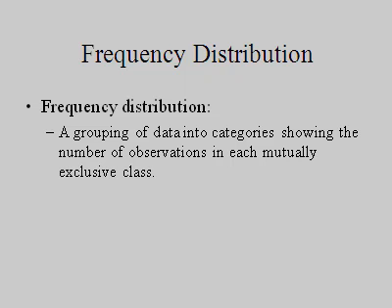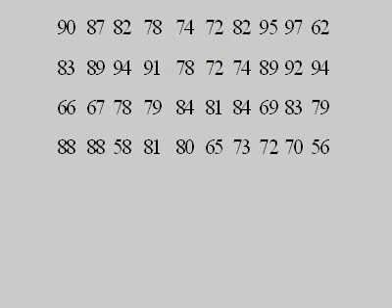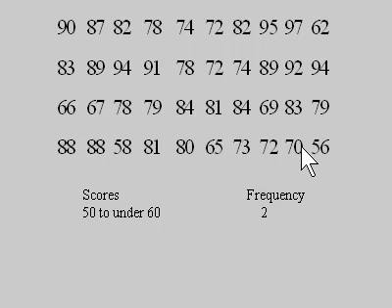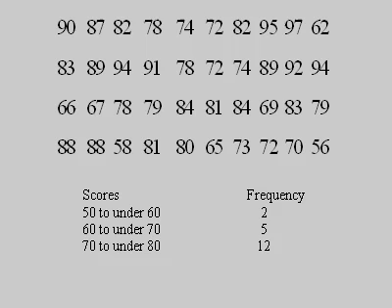What we do is we group the data into categories and calculate how many observations are in each category. For example, with these 40 scores, I decided to create some categories of scores. For example, 50 to under 60. How many scores are in 50 to under 60? Well, there are two: 56 here, and 58 here. Then I just kept going. 60 to under 70, there's 5. 70 to under 80, there's 12. 80 to under 90, 14. 90 to under 100, 7.